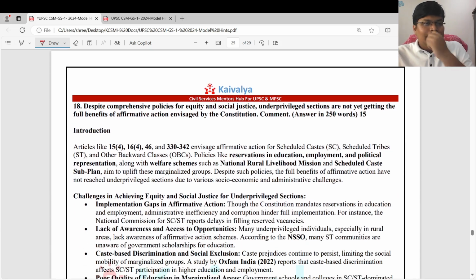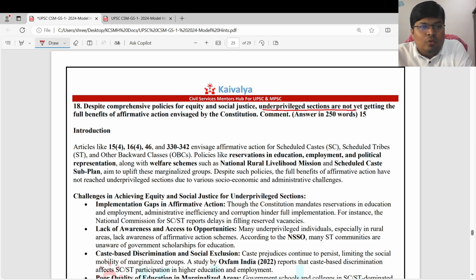Then the next question was: despite comprehensive policies for equity and social justice, underprivileged sections are not yet getting the full benefits of affirmative action envisaged by the Constitution. Comment. Now, despite comprehensive policy for equity and social justice, underprivileged sections, again, if you see, it has a similar, overlapping theme with the social justice part of GS2.